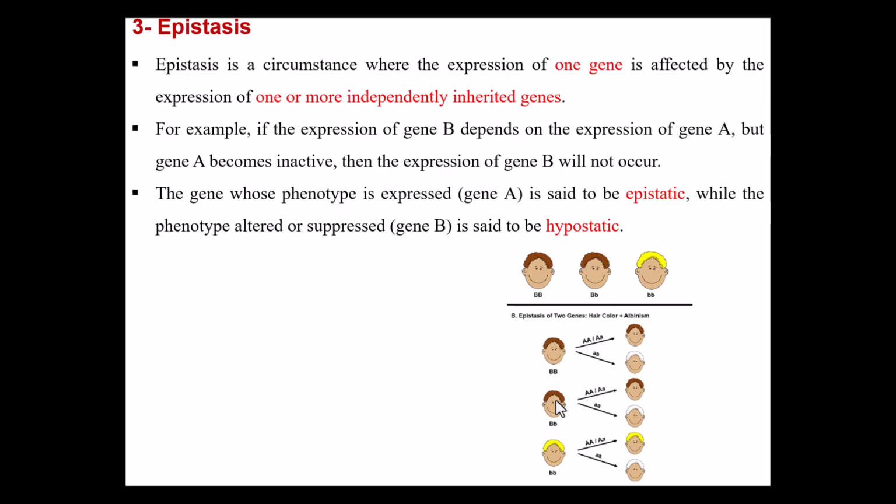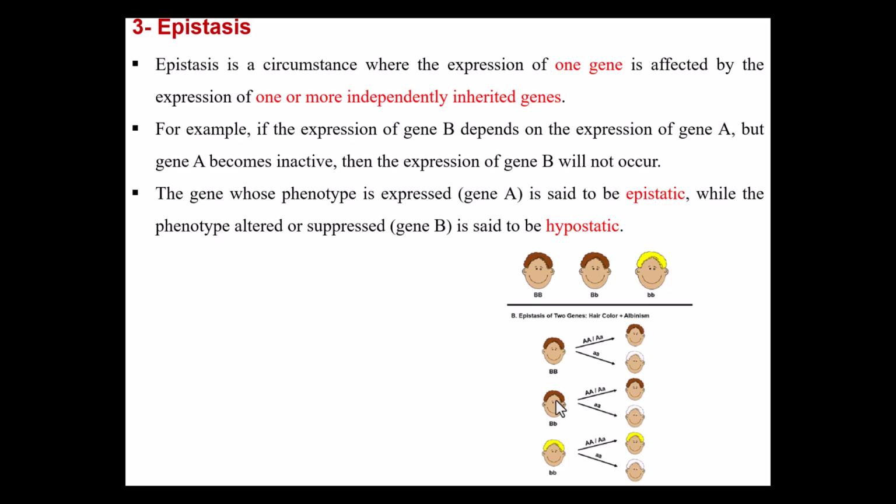Another one, we have epistasis. Epistasis is a circumstance where the expression of one gene is affected by the expression of one or more independently inherited genes. For example, we have two genes. Gene B is dependent on the expression of gene A, which means one gene is describing the color and the other gene will decide if the color appears or not.